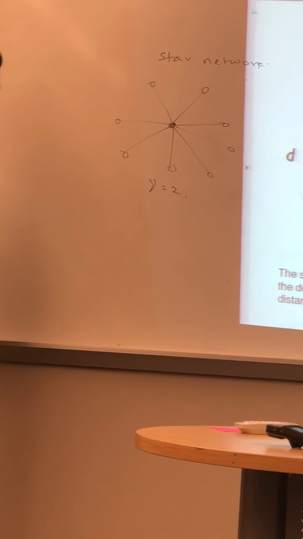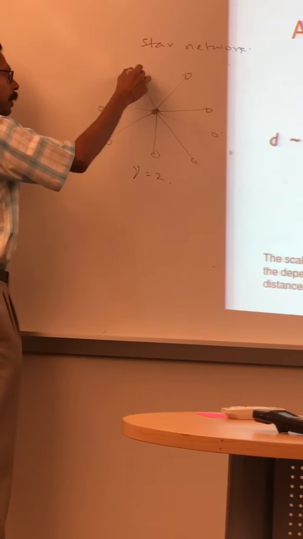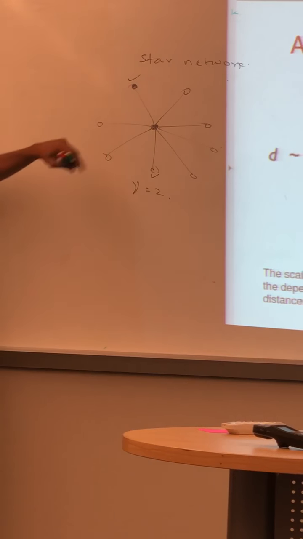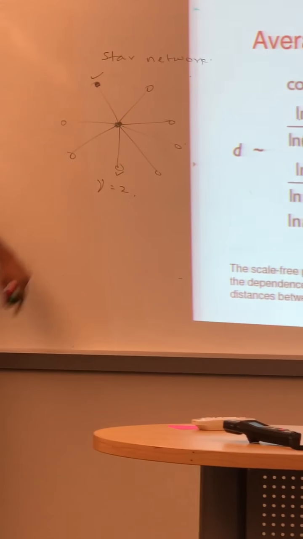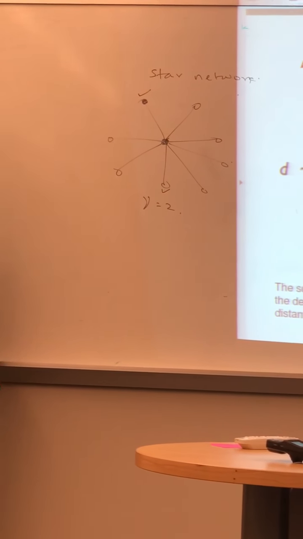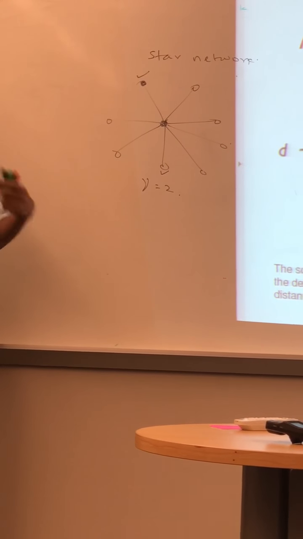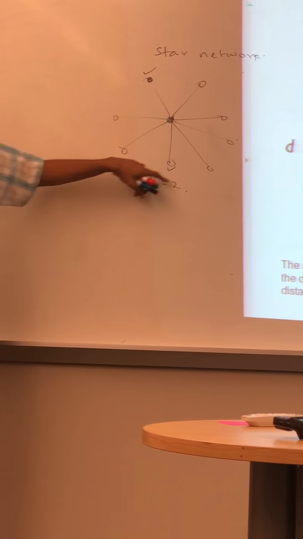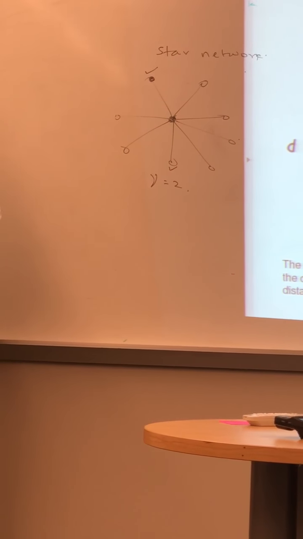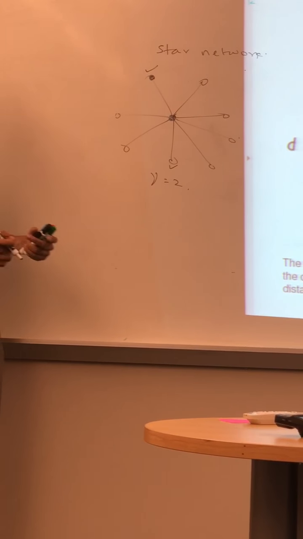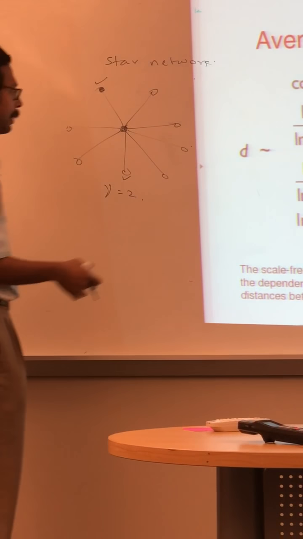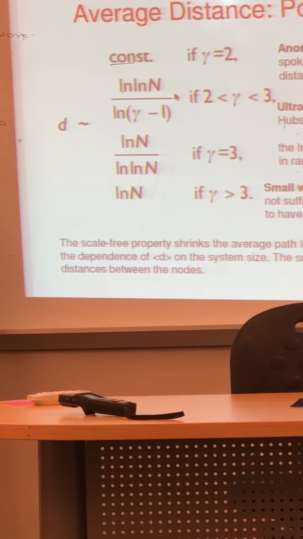What is the average path length between any two nodes? The majority of the pairs are like one node here, another node here. So between these two nodes, the path length is two edges. Of course you have paths from the hub to every node, but the number of pairs is dominated by the vertices that are not the hub. So the average path length is a constant, basically 2. So if gamma is 2, the average path length is a constant. It depends on the number of pairs and so on.